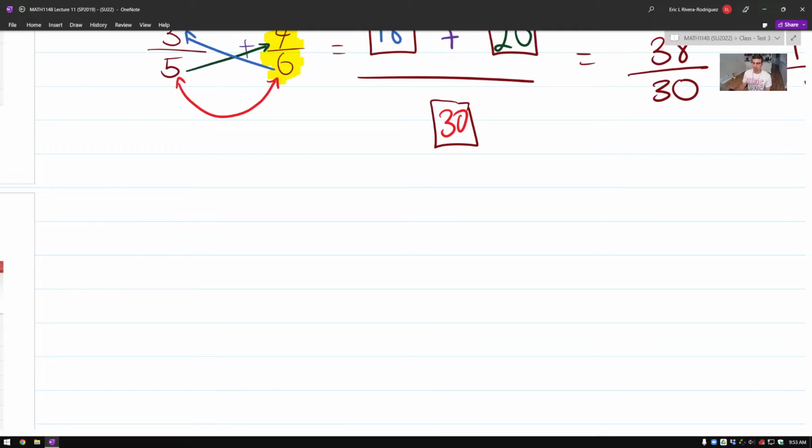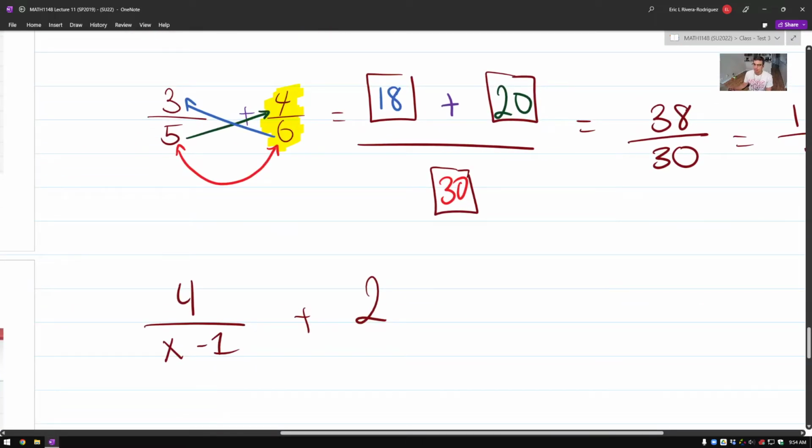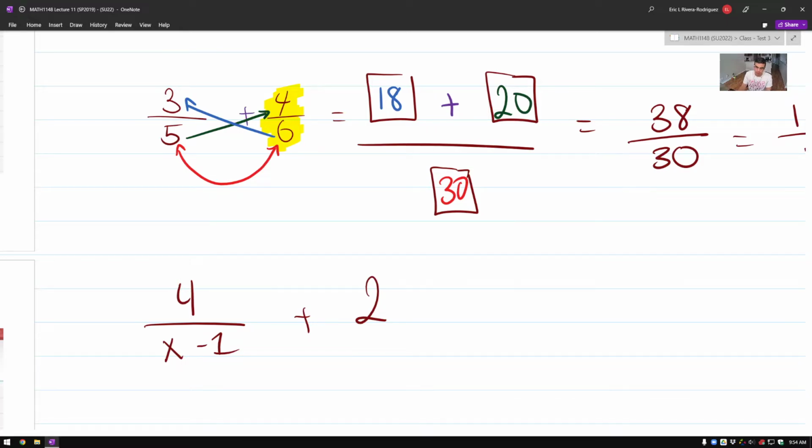Then I have 4x minus 1 plus 2. Okay, so let's follow these steps with now our exercise. So this is, we're done with that one. Let's focus on this one.